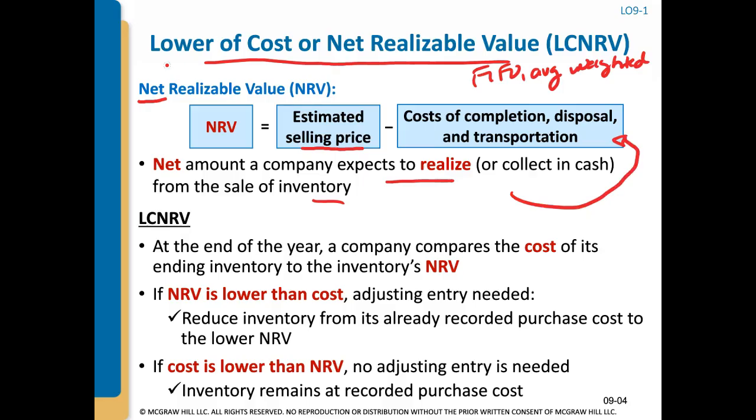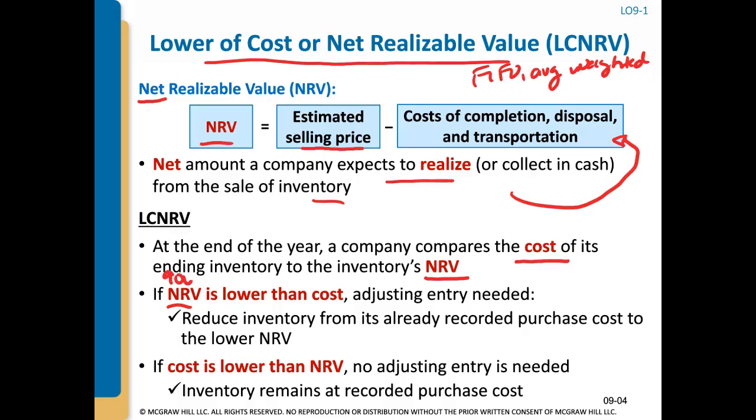And then you're going to calculate your net realizable value. At the end of the year, the company compares the cost of its inventory that's currently on their balance sheet to the net realizable value. If the net realizable value is lower than your cost, so let's just say this is 1,000 and this is 900, right? The cost is 900. Then, oh no, it's the opposite way. Oops.